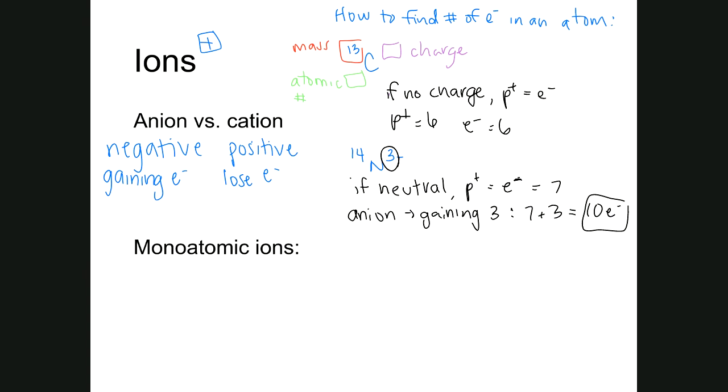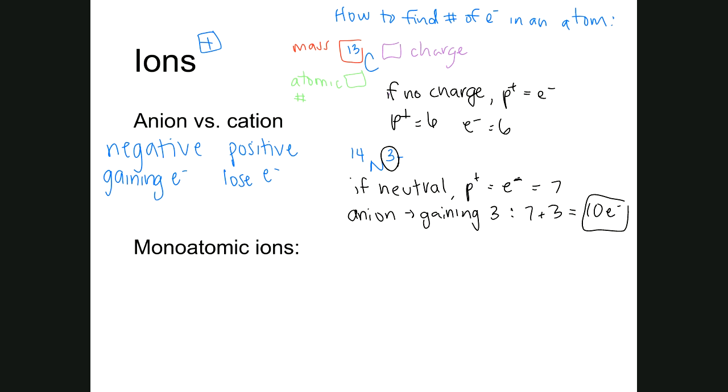So it would be the opposite for a cation. Find out how many electrons there would be if it was neutral. And then since it's a cation, we know that we're losing electrons. So we would subtract however many electrons are listed in the charge. Okay, so now you should know from chapter 2 how to find the number of protons, how to find the number of neutrons, and now the number of electrons in any given atom or ion.